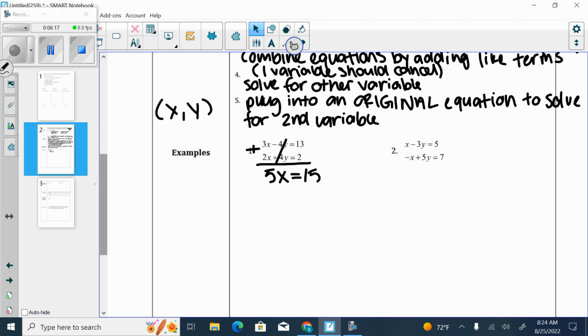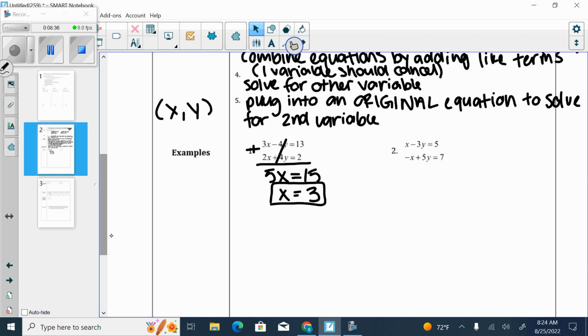And then we solve for this remaining variable. So what would we do here? Very good. And we would end up with x is equal to, very good. All right, so we found x. Now all we have to do is find y. And how are we going to do that? Plug into one of those originals.